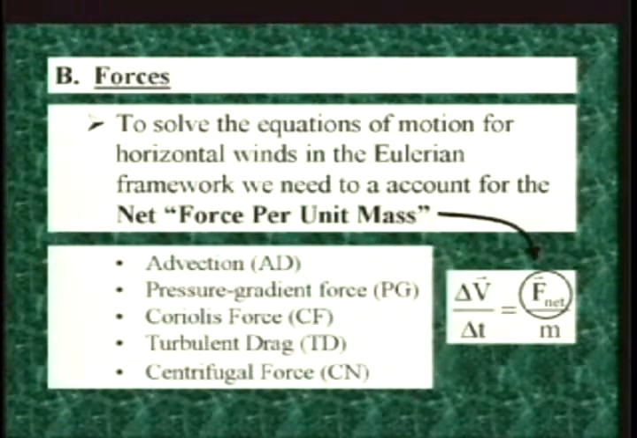We have several different forces that we have to take into account. One is advection, which will be represented by AD in these equations. We also have the pressure gradient force, represented by PG, the Coriolis force, represented by CF, turbulent drag, represented by TD, and centrifugal force, represented by CN. These are the different forces that are all taken into account in our net force.